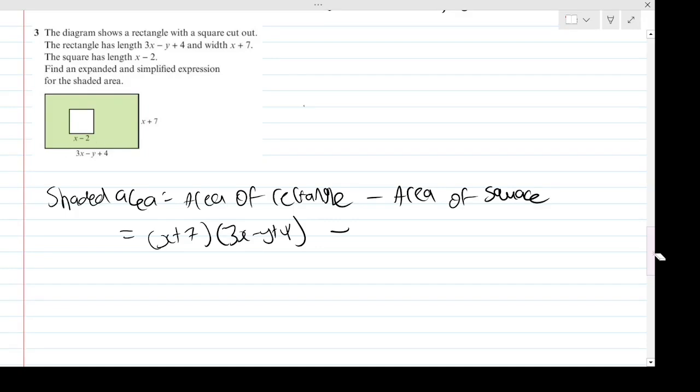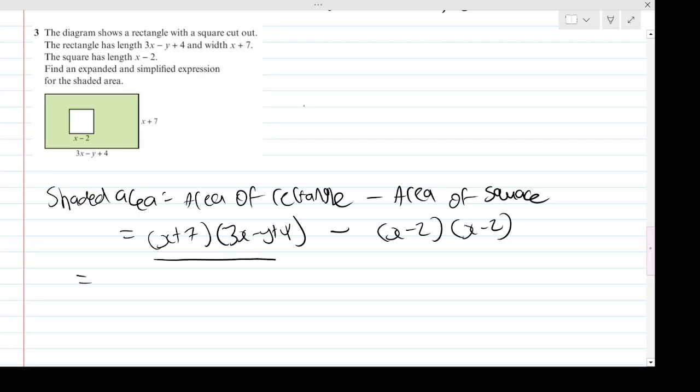So it's going to be x minus 2, and it's going to be squared, isn't it? So we're going to times by another x minus 2, because obviously squares have the same length, so you just times the length by itself to get the area. Cool. Okay, so then all that's left to do is expand this whole thing out.